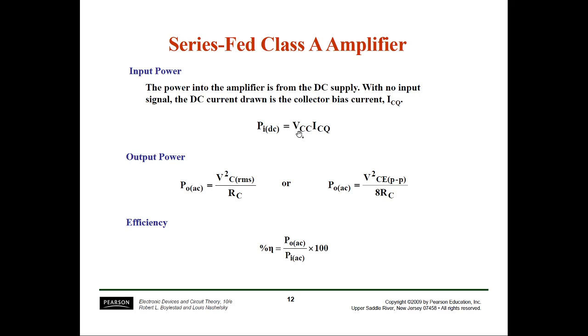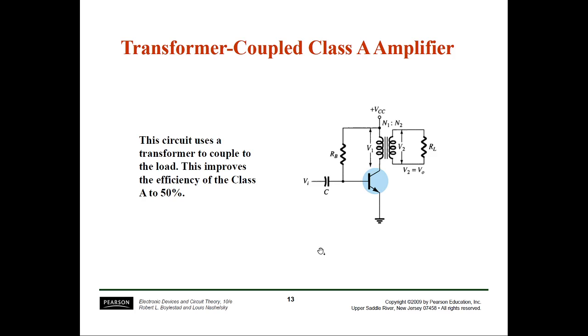Efficiency is nothing but output power divided by input power. So output AC power divided by input DC power, multiplied by 100, gives me the efficiency.